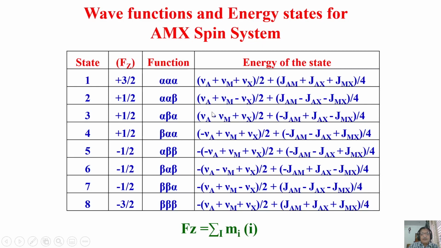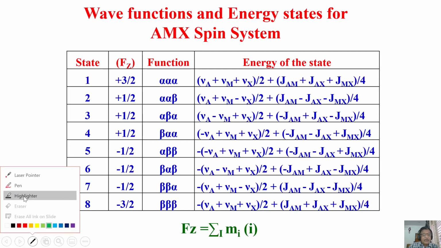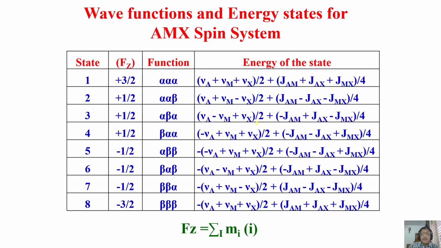If I take 1 minus 2, this will get cancelled, this will get cancelled, you will get nu x by 2. Nu x by 2 plus nu x by 2, how much? See, don't get confused here. Look at this one. When I take the difference, this term gets cancelled out, this term gets cancelled out, and you will get nu x. Nu x by 2 plus nu x by 2 is nu x.